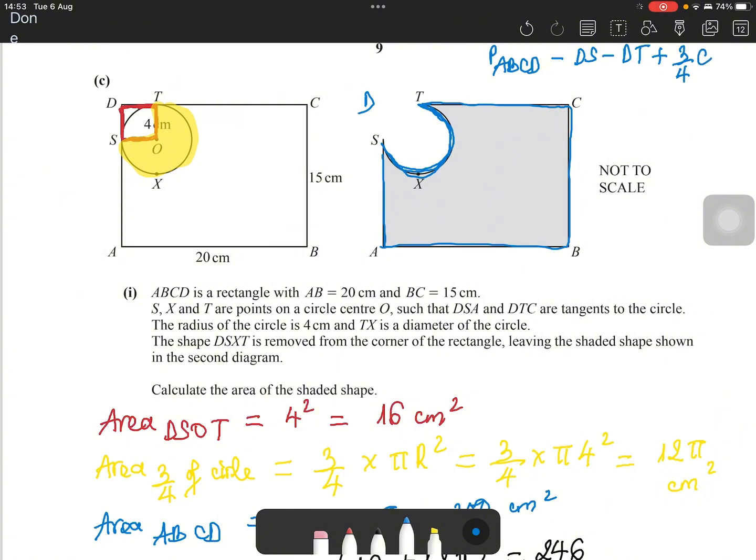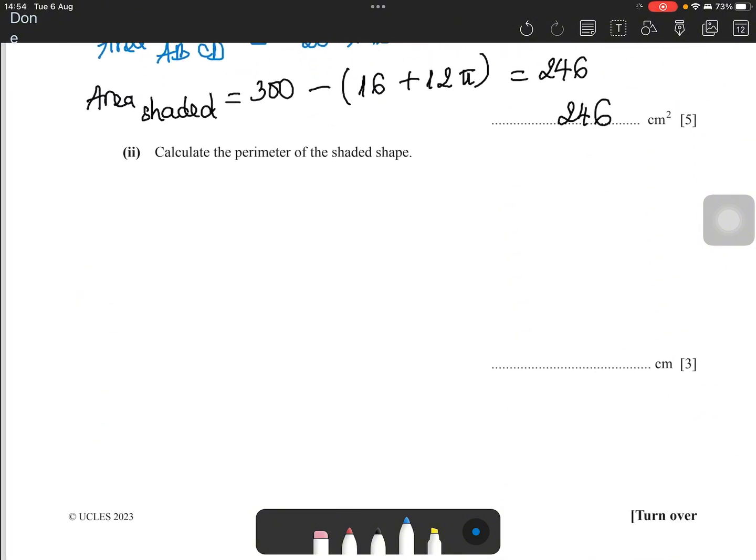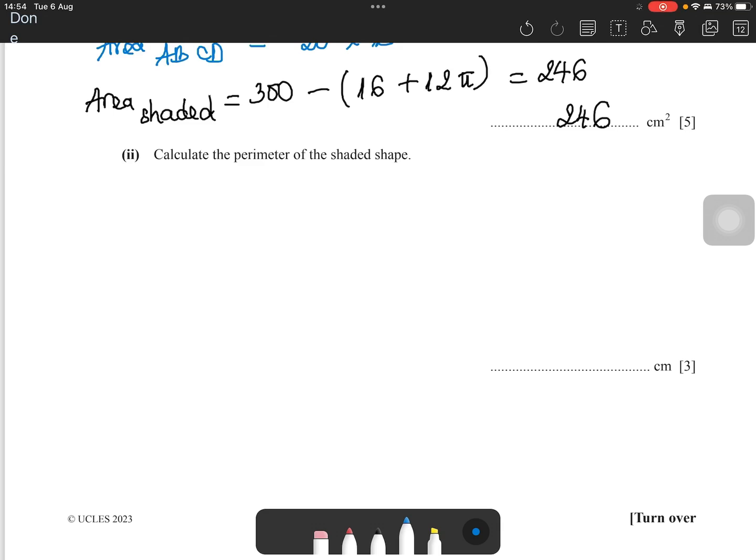which means the perimeter of the rectangle ABCD is 20 plus 15, then we multiply by 2. Then we subtract 4 and 4. And finally, we add 3/4 of 2 pi r, which means 2 pi times 4. So that is the perimeter of the shaded shape. I'll write it again. 20 plus 15 multiplied by 2. This is the perimeter of the whole rectangle.